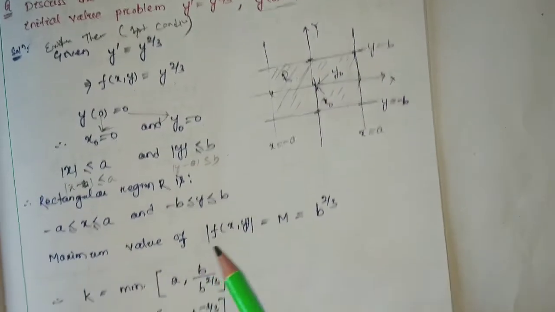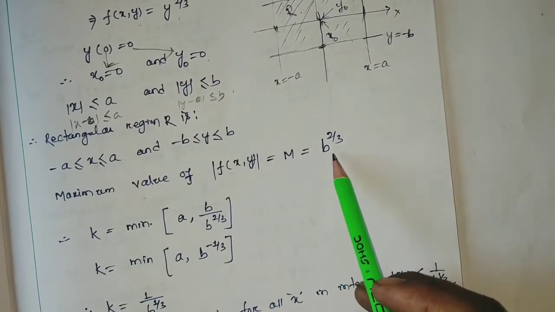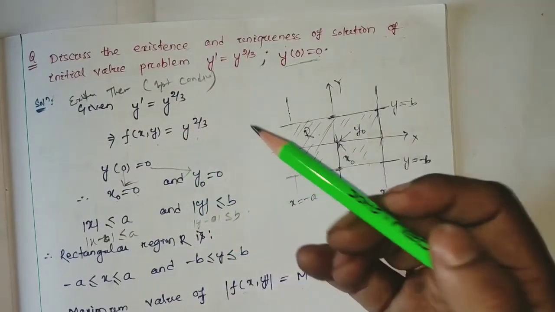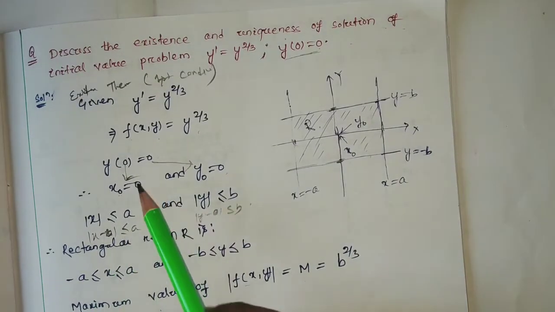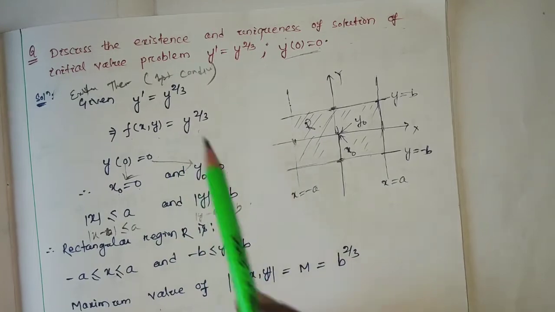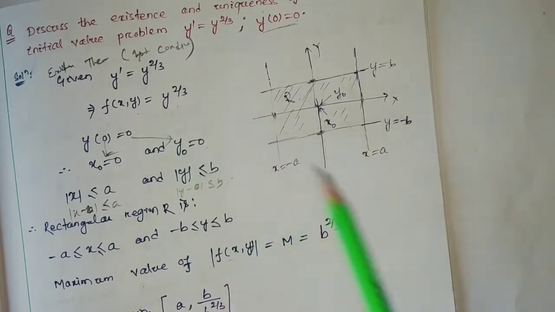Okay, and the maximum value of f(x,y) is M equal to how much? Here if I consider the maximum value of y, the maximum value of y is b, so here it is b to the power 2 by 3.